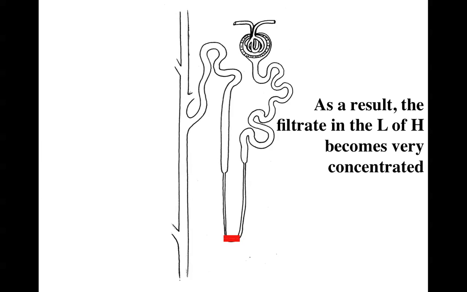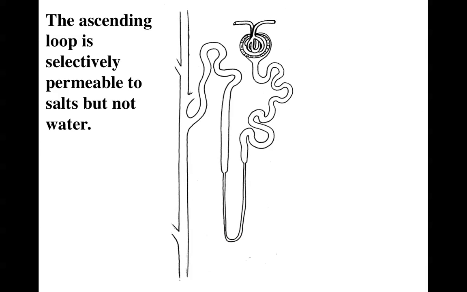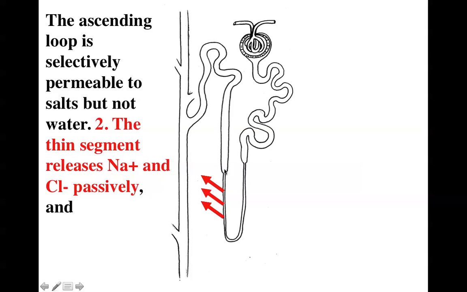As a result, the filtrate inside of the nephron loop becomes very concentrated. As you dip down to this elbow at the lowest part of the nephron loop, it's going to be at about 1200 milliosmoles, which is isoosmotic with the surrounding interstitial fluid. The ascending loop then, as we dip back out of the deep medulla, is going to be selectively permeable to salts, but not to water. So we already established that the filtrate inside of here is very, very salty. So as you leave out of here, water isn't going to be able to leave or enter. However, you are going to have the ability to release salts.